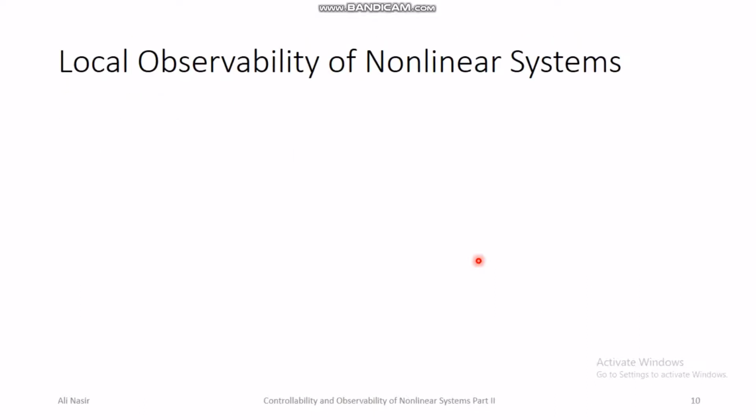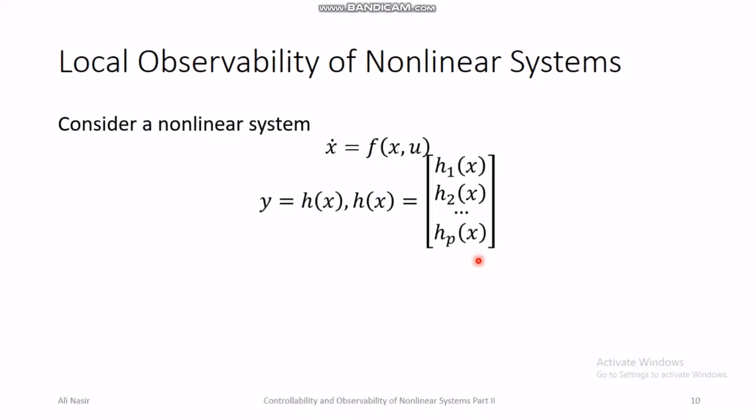Next we are ready for nonlinear systems. Consider a nonlinear system, x dot equals f of x comma u, and y equals h of x. Then h of x could be anything, a p cross 1 vector, where h1 of x could be a nonlinear function of x, h2 of x could be another nonlinear function of x, and hp of x could be another nonlinear function of x. But all of these nonlinear functions should be smooth enough so that we could take the derivative with respect to x.